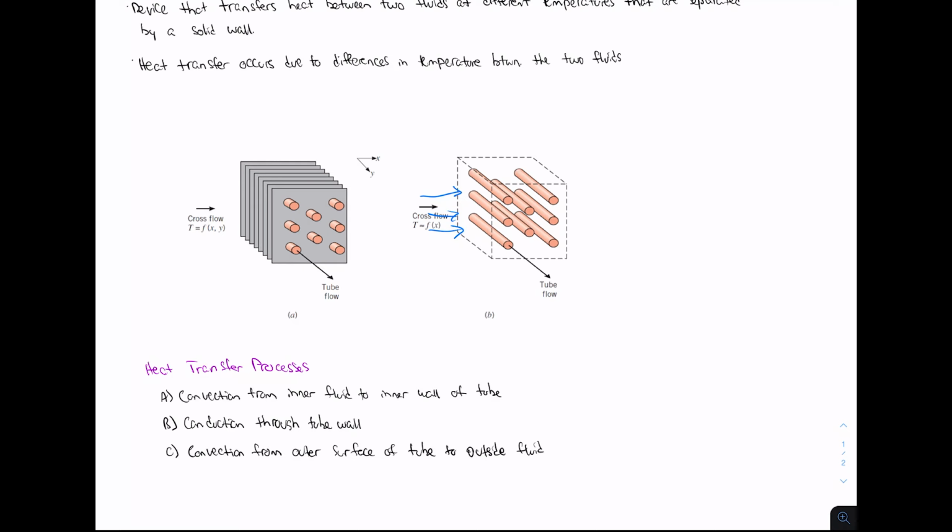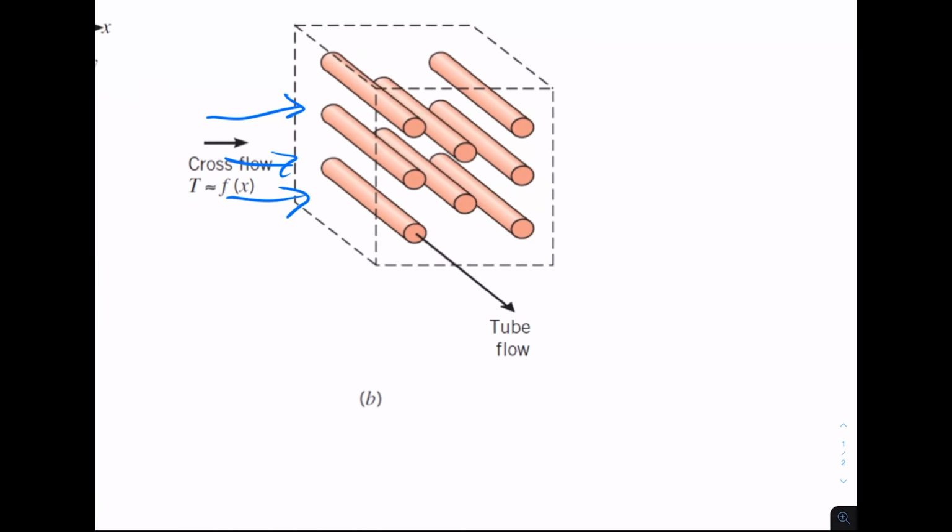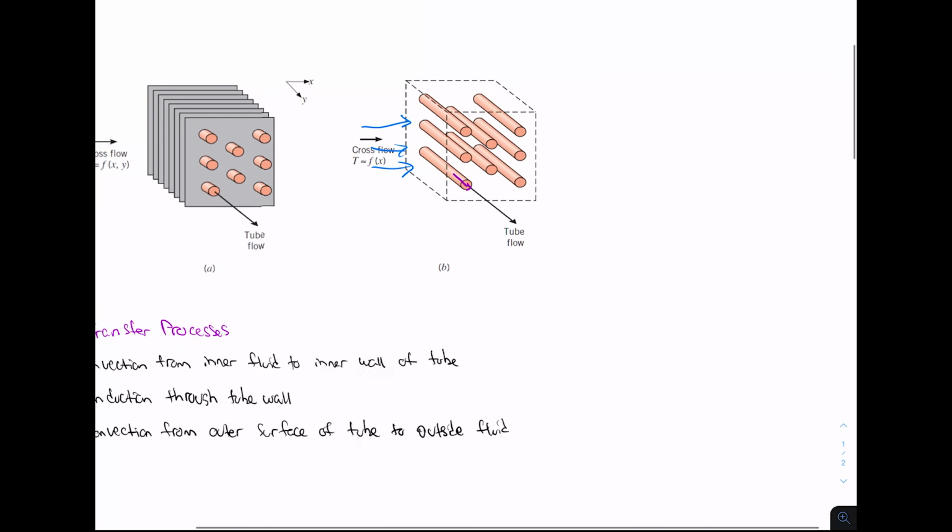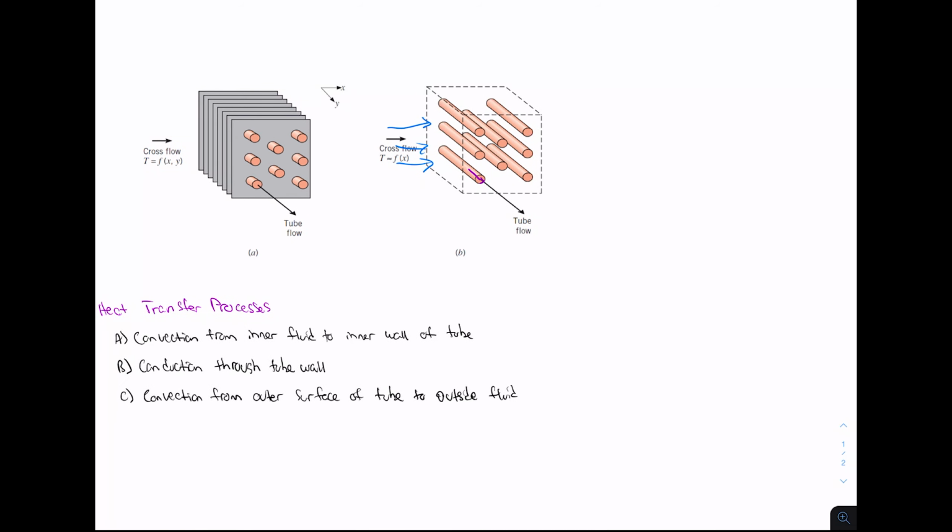Okay, so what I have now is the heat transfer processes that you could have in a cross-flow heat exchanger. So the first one we have is convection from the inner fluid to the inner wall of the tube. So if we actually had flow going through these tubes, again I'm drawing that in purple, we're going to have convection from that fluid that's flowing in the tube to the tube wall. At this point, we're going to have conduction through the wall, so this is our resistance that we have.